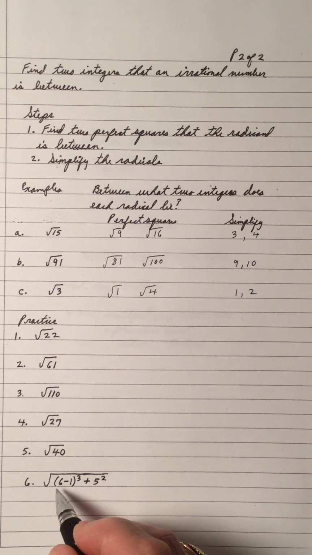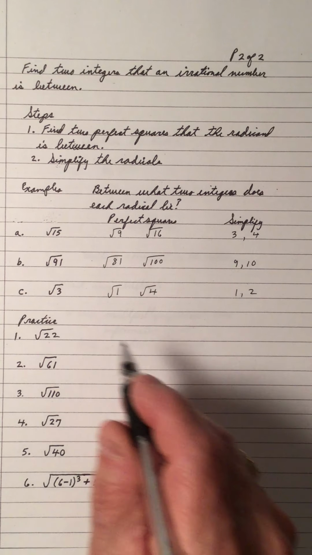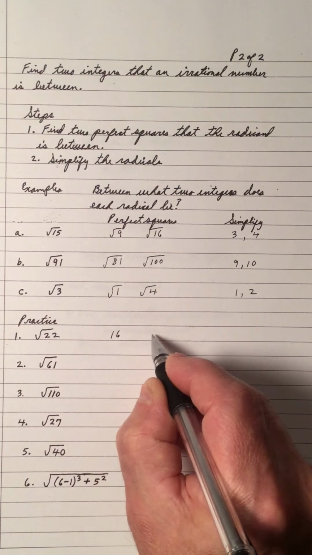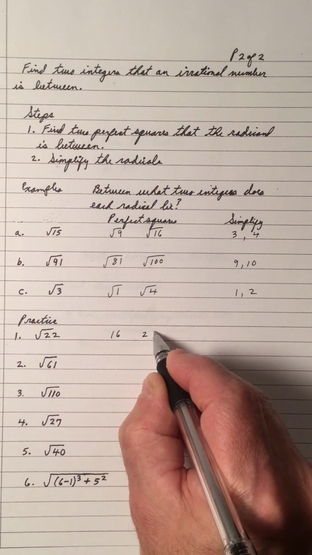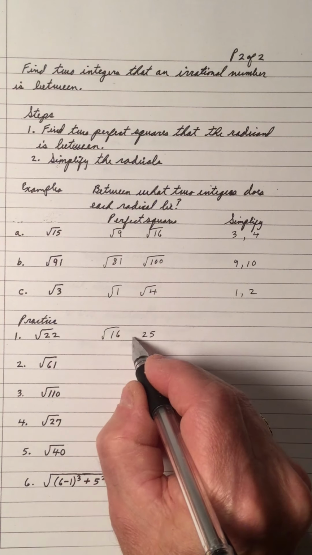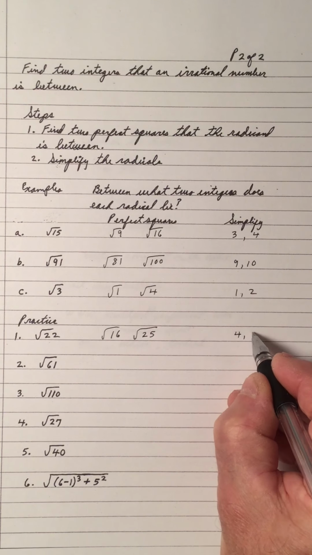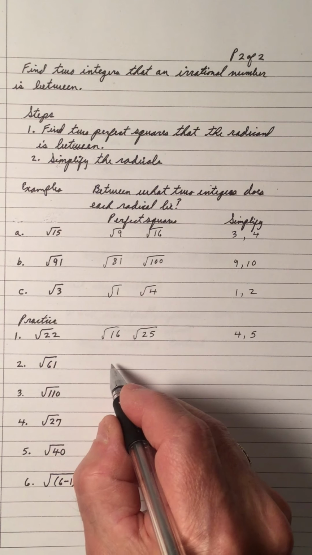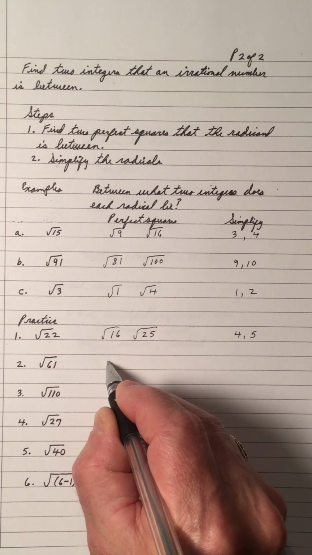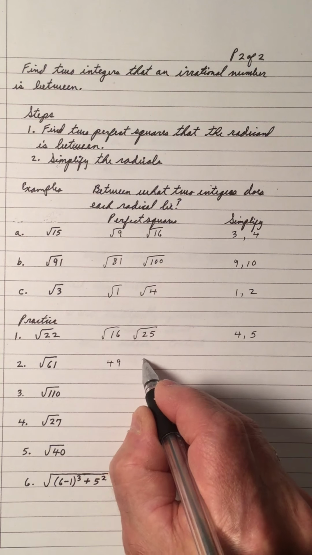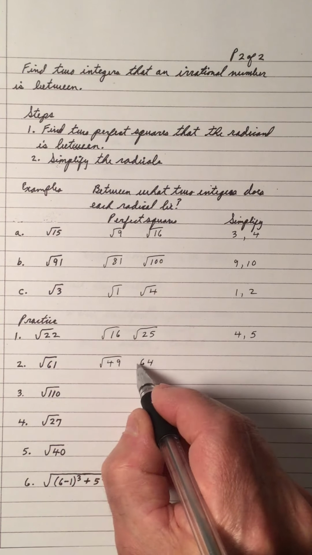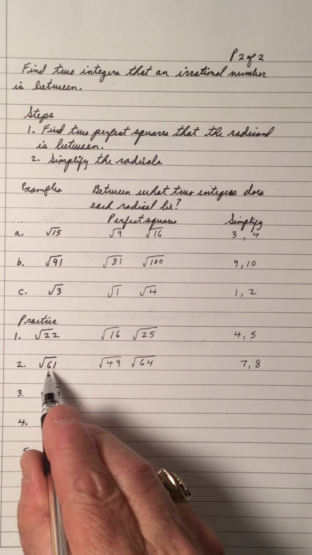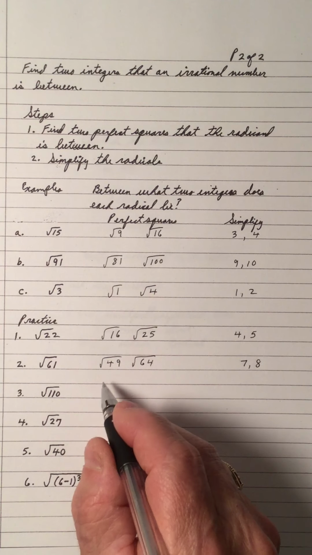Practice means pause your video and work out the answers. Here we go. 21. What perfect square is below 21? It's 16. What perfect square is above 21? It's 25. So the square root of 16 and the square root of 25 are 4 and 5. So the square root of 21 is between 4 and 5. 61, the lower perfect square is 49. The upper perfect square is 64. So the square root of 49 and the square root of 64 are 7 and 8. So the square root of 61 lies between 7 and 8.